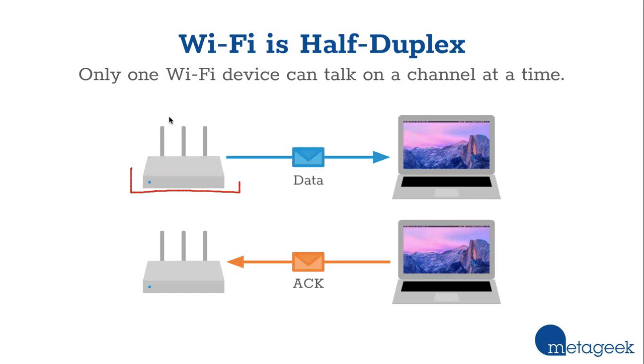So the first thing that the AP is going to do is perform a clear channel assessment. It's going to listen to the channel and see if anything is talking. And if nothing is talking, it'll go ahead and use that opportunity to transmit its data over to the laptop.